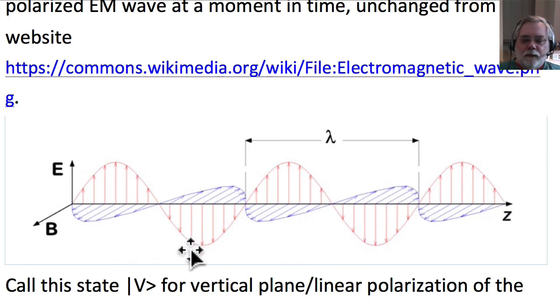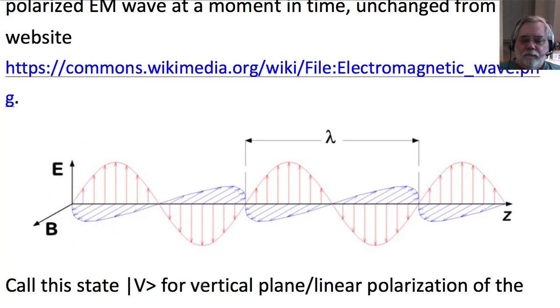So at this snapshot in time of all space, the electric field is this red sine wave in space, pointing in the direction plus or minus x. The magnetic field B in the y direction is in phase with the electric field. It's also moving left to right, which we don't see, but it points in the plus or minus y direction. This state is vertically polarized because the electric field is in the direction plus or minus x.